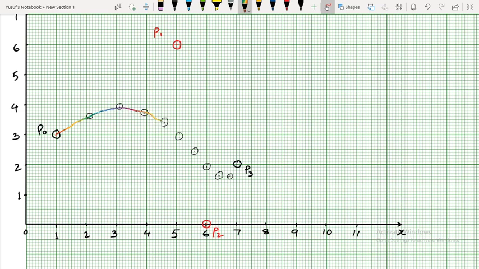Just join all these points, so it will give the Bezier curve. So this is the shape of the Bezier curve. You can draw the hidden line here.